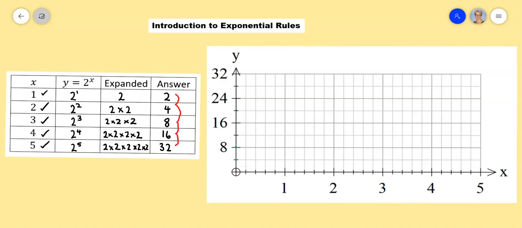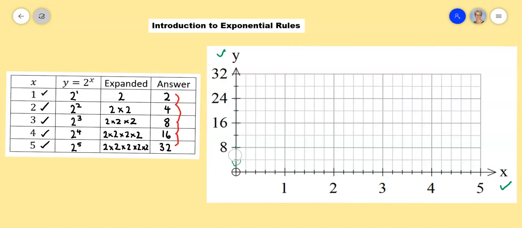Well, what does the graph of this exponential rule look like? If we plot our graph on our Cartesian plane that we have here on the right, we will see when we have x is equal to 1, we know that y is equal to 2. If we look at our scale on our graph, we can see that on our x-axis, we've got a scale of 1. On our y-axis, we've got a scale of 8. However, we can see that this value here is 4, 8, 12, 16, 20, 24, 28, and 32.